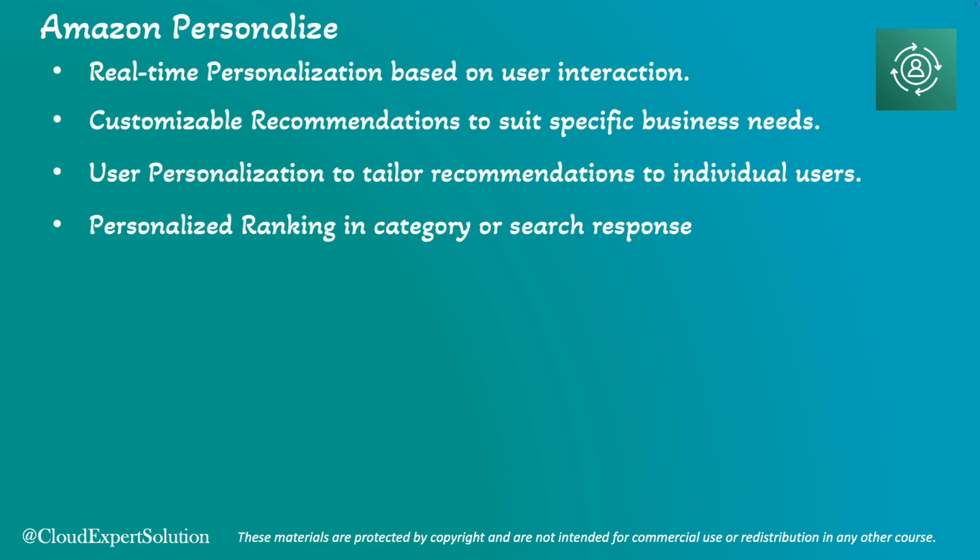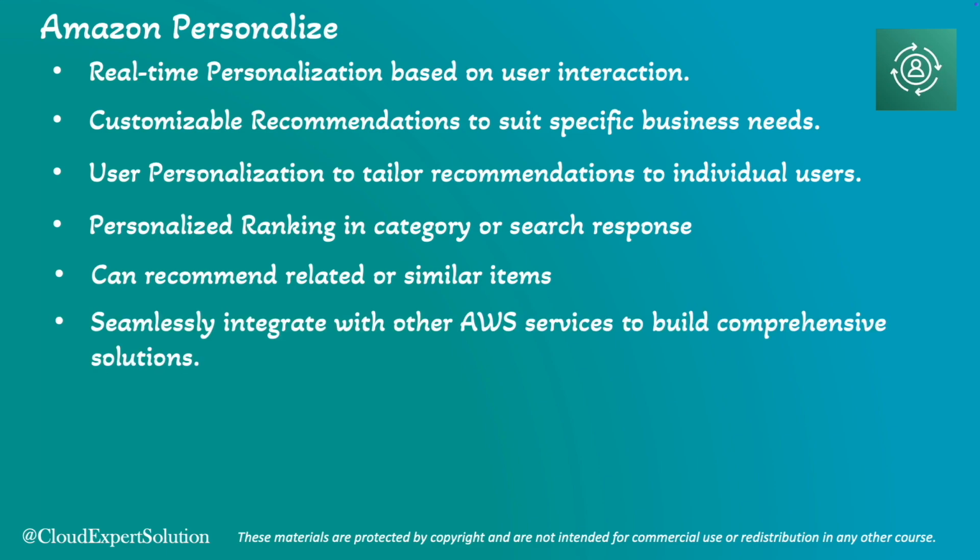If you remember the example of Domino's, it is categorizing or ranking those items based on the purchase history. Amazon Personalize can also recommend related or similar items to encourage exploration, upsell, and cross-sell opportunities for e-commerce or retail websites. Amazon Personalize integrates seamlessly with other AWS services like Amazon S3, AWS Lambda, and Amazon API Gateway to enable you to build comprehensive personalization solutions. We'll see one architecture diagram in today's video.